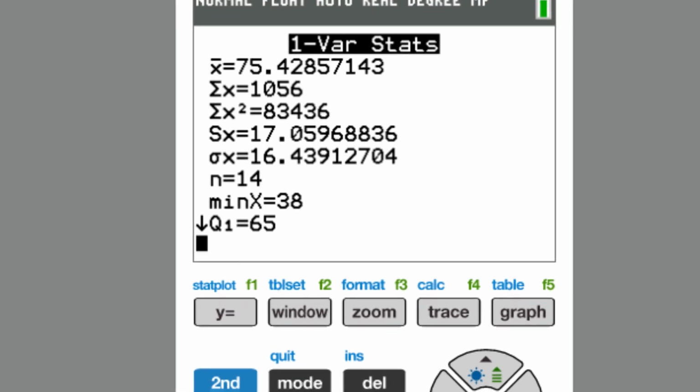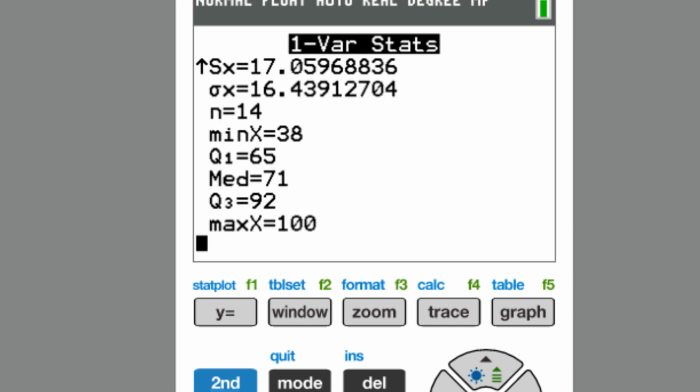Does anybody see? I'm going to scroll down. Anything very interesting here? What's so interesting about what you guys see here?